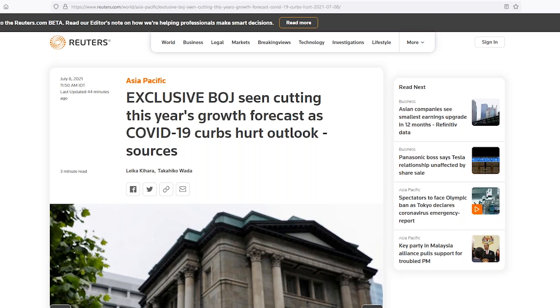Okay, so Japan's clearly dealing with COVID still. By COVID-19 curbs, they mean shutdowns in the economy, one way or another, from restrictions trying to prevent the spread of COVID. Well, it's also preventing the economy from doing as well as it could. So Bank of Japan is seen cutting this year's growth forecast. So again, another negative headline, right?